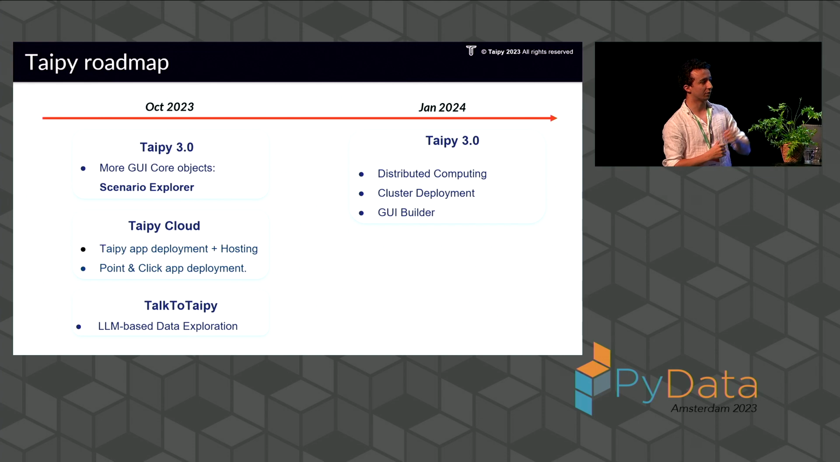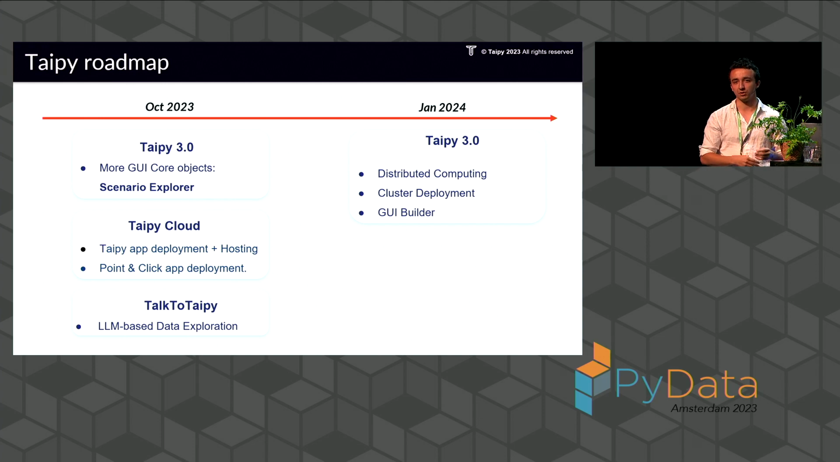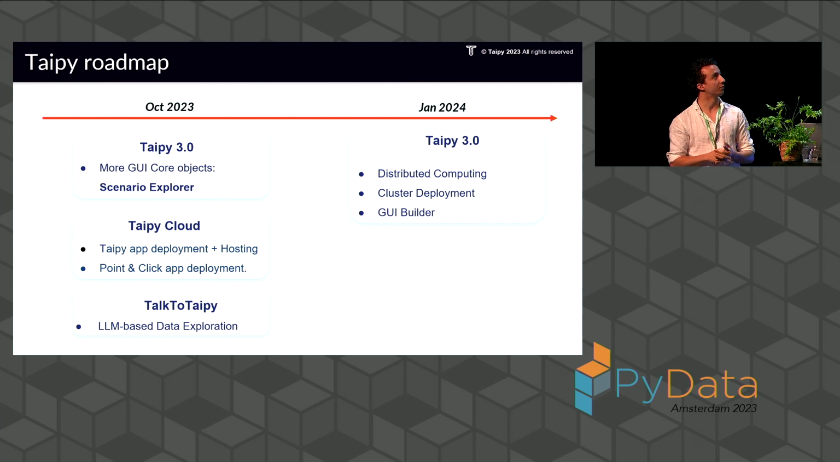Then we have Taipy Cloud, like Alexandre showed you, which is also going to be released in the upcoming weeks. And then in January, we will also want to have distributed computing. So it means that you can call somewhere else and do the heavy work on a machine, and then you're going to get back the results and manage them in your app. So it will be really better to do it this way.